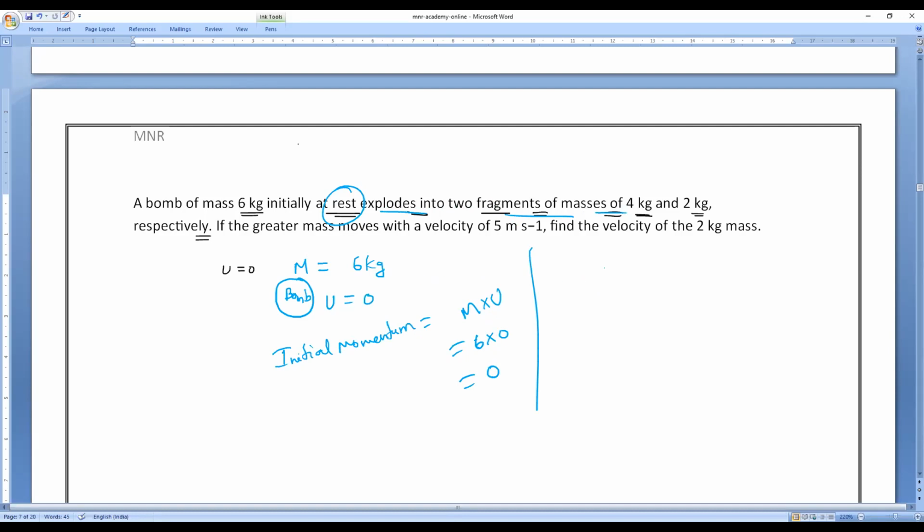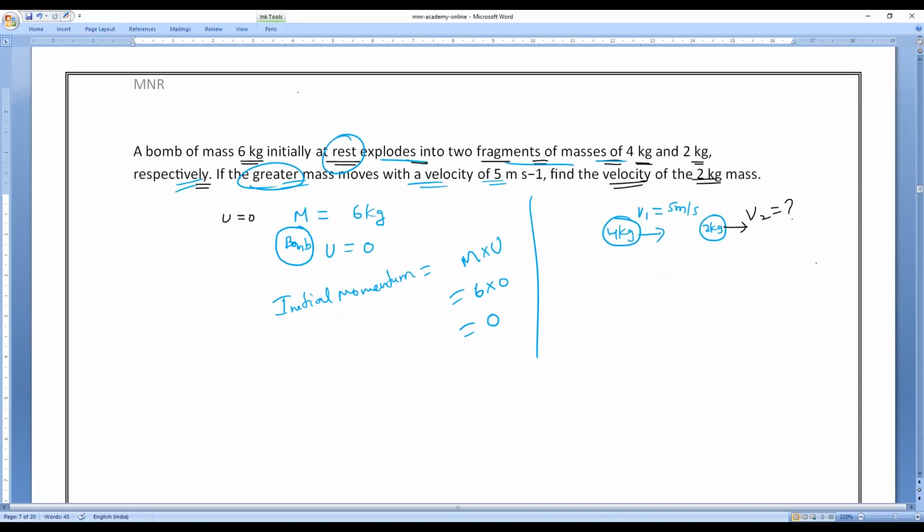It will explode into two fragments, breaking into two pieces: one is 4 kg and the other is 2 kg respectively. If the greater mass moves with a velocity of 5 meters per second after exploding, the greater mass is 4 kg. Then find the velocity of the 2 kg mass. That is what V2 they are asking. So V1 is 5 meters per second.